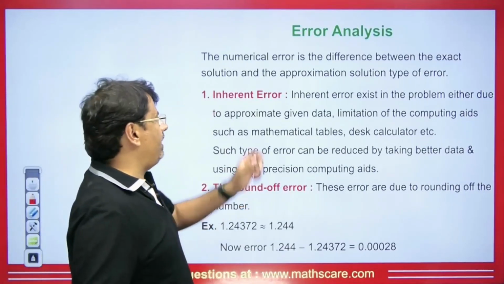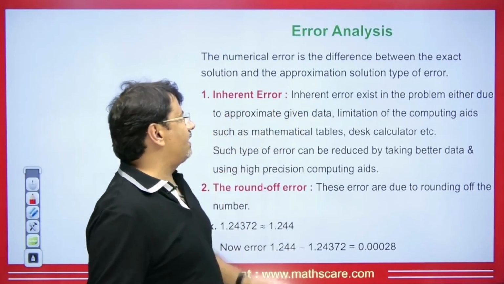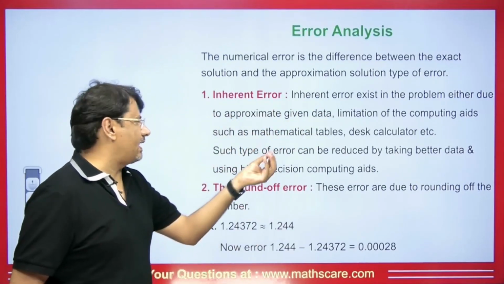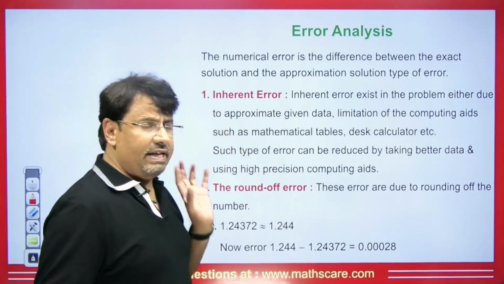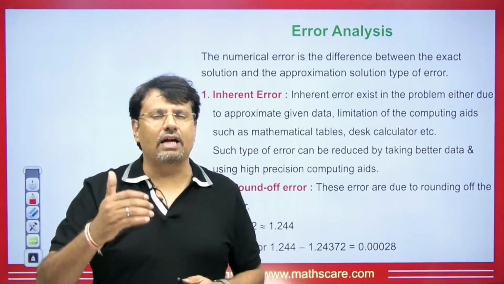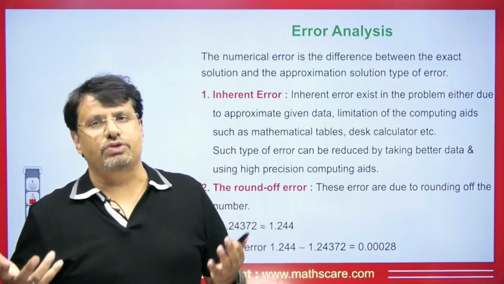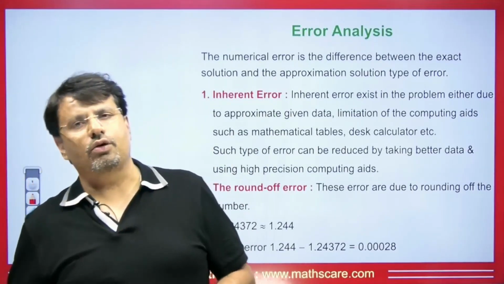Inherent error exists in the problem either due to the approximate data given, or due to the limitation of computing aids, such as mathematical tables and desk calculators. Such type of error can be reduced by taking better data. If we want to reduce inherent error, we will take exact data here, so the error we get will be minimal. But whenever we take exact data, there are a lot of calculations. For that, we should use such software that can help us reduce this error.